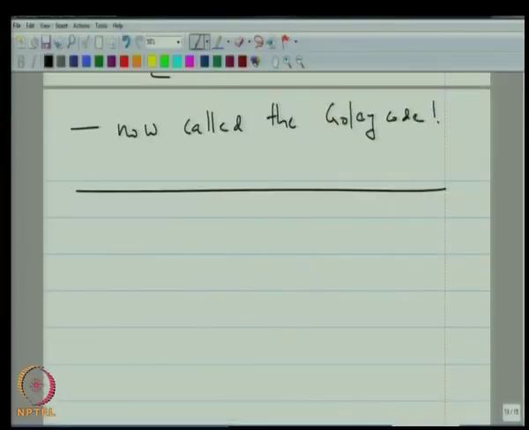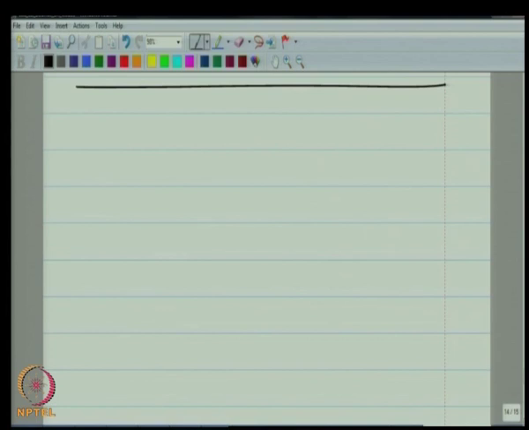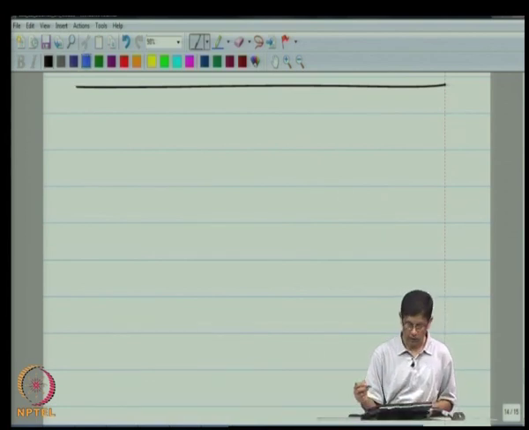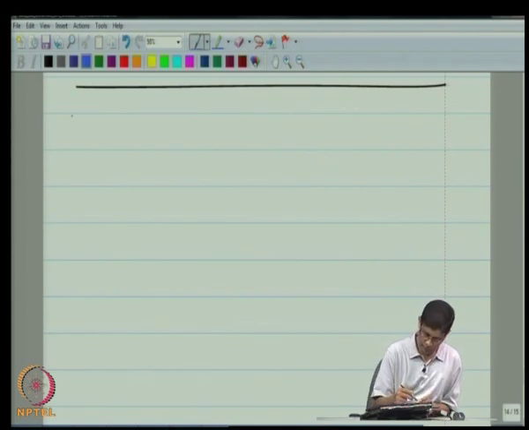So, that is as far as upper bounds on the size of a code. Now, let us turn our attention to a lower bound, and this particular lower bound is called the Gilbert-Varshamov lower bound.